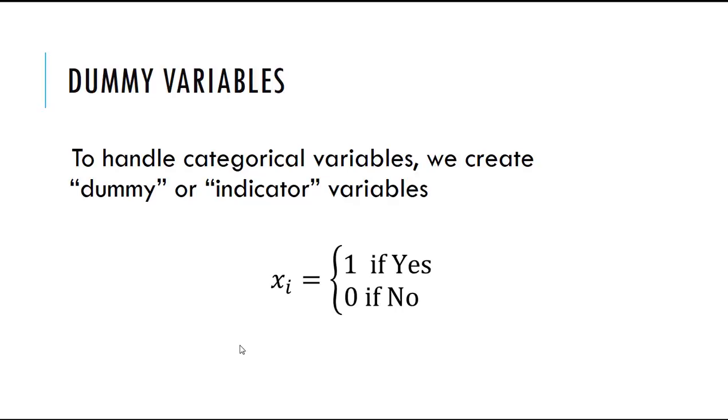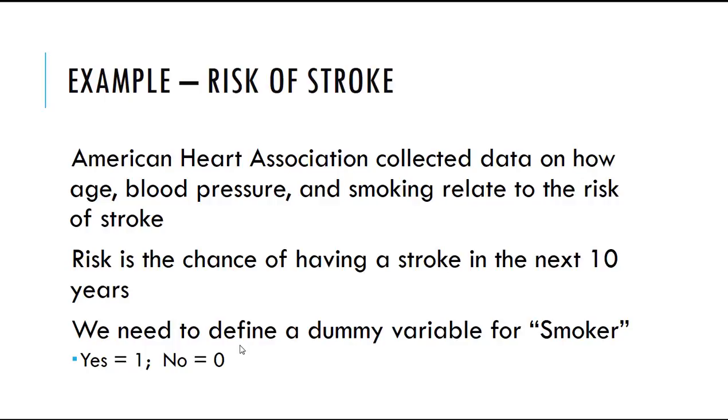So we handle categorical variables by creating dummy or indicator variables, where we say x sub i is equal to 1 if it's yes, 0 if it's no, for a yes, no. We could also talk about if it belongs to that category as well. So let's see. We have an example where we might have risk of stroke. This is actually your Excel assignment for this unit. So the American Heart Association collected data on how age, blood pressure, and smoking relate to the risk of stroke. Risk is the chance of having a stroke in the next 10 years.